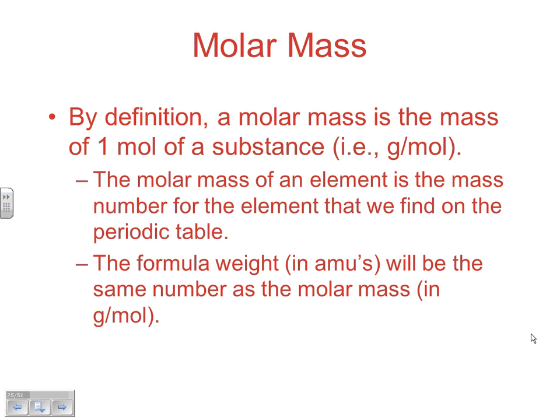So the molar mass of an element is the mass number of the element that we find in the periodic table. The formula weight is in atomic mass units and will be the same number numerically as molar mass. It's just going to be a different unit. We're talking about atomic mass unit when we're normally talking about formula weight, and when we're talking about molar mass, we're going to get grams per mole. It's the mass of a mole.